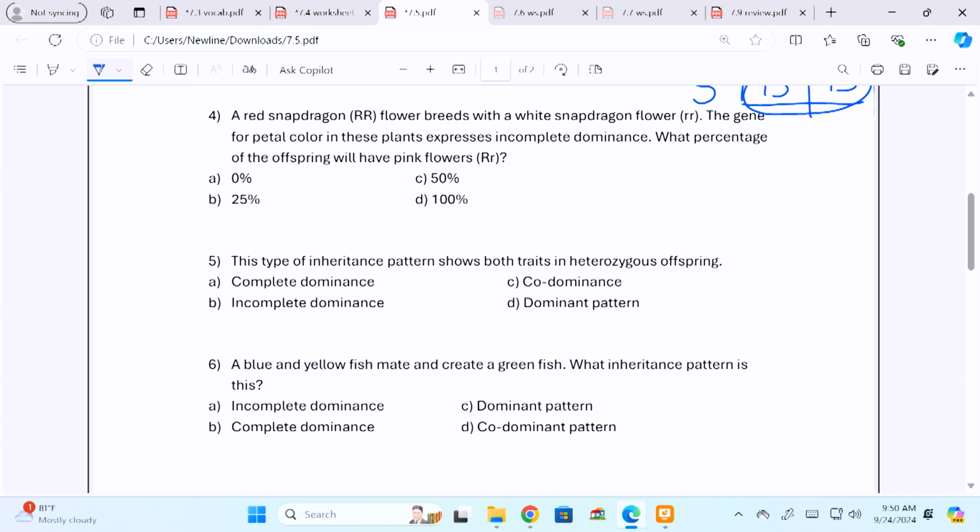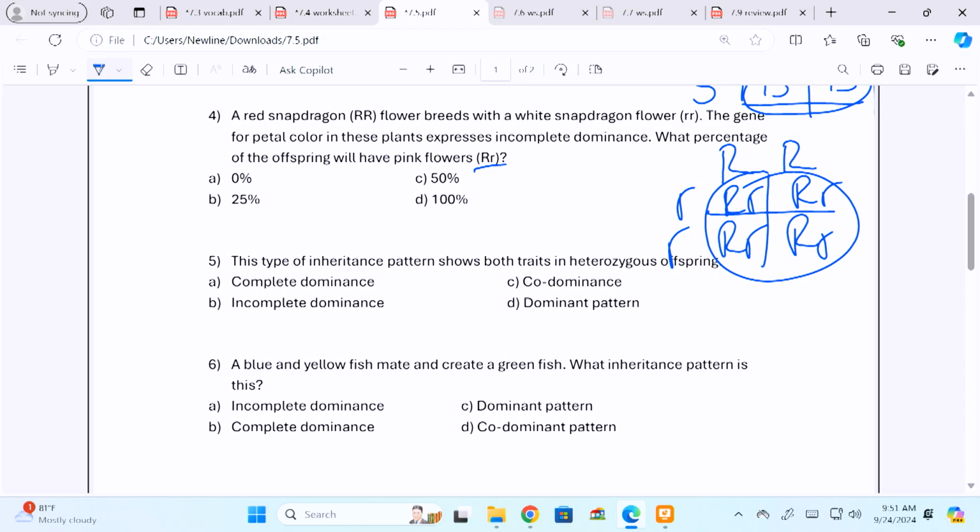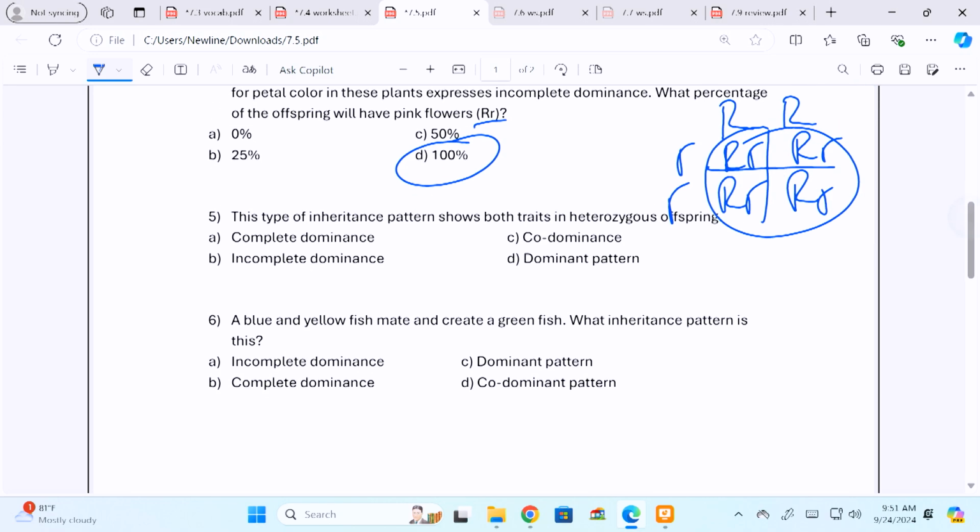A red snapdragon flower breeds with a white snapdragon flower. The gene for petal color in these plants expresses incomplete dominance. What percentage of their offspring will have pink flowers? So here's what we're doing. We're going to take a red flower, we're going to take a white flower, and we're going to cross them. It says what percentage will have pink flowers, which is the heterozygous. All of these are heterozygous, so that means 100% are all going to be pink. Great job. Let's keep it going.